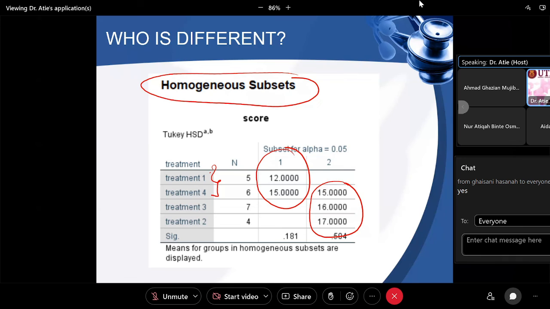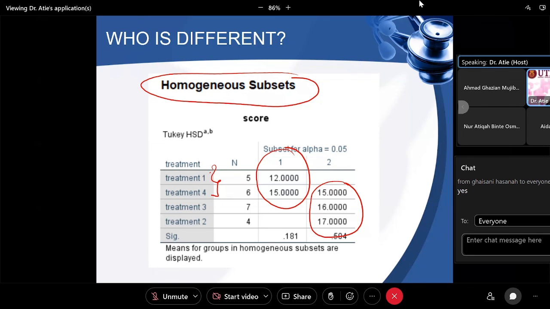That's what it means. If you can see, the difference is also not that much: 15, 16, 17, almost similar. And this one, 12 and 15, almost similar. But if we look at treatment 1 and treatment 2, there is a very big gap, because one is 12 and the other one is 17. The difference is quite big.